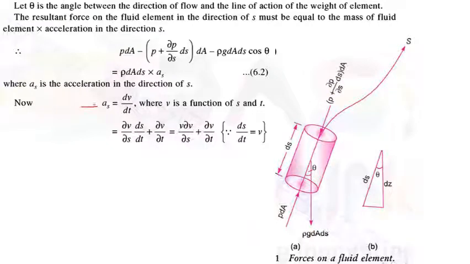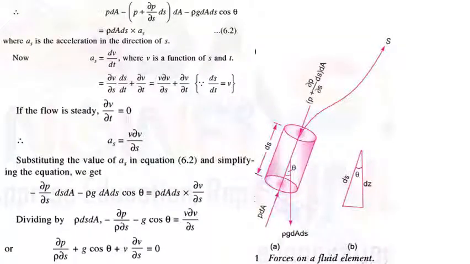And we also know that acceleration is dV by dt, that is change in velocity with respect to time. And this can be written as dou V by dou S into ds by dt plus dou V by dou t, which is equal to, again, ds by dt can be written as V. Velocity is the change in distance with respect to time. S is distance or length. So here ds by dt, this term becomes V. So we have V dou V by dou S plus dou V by dou t. Okay, so we got this.